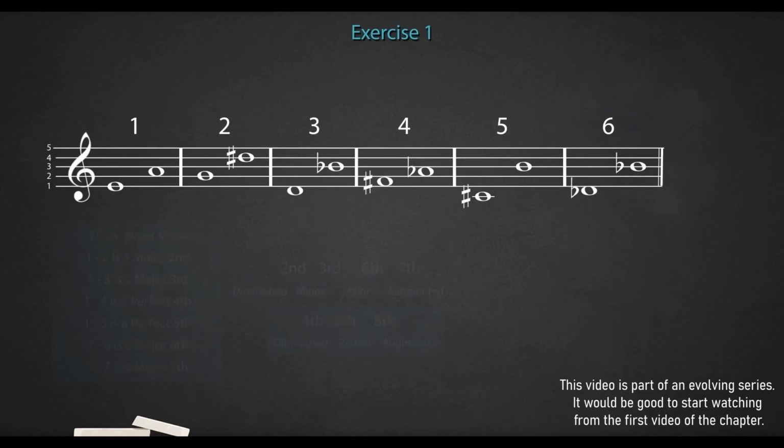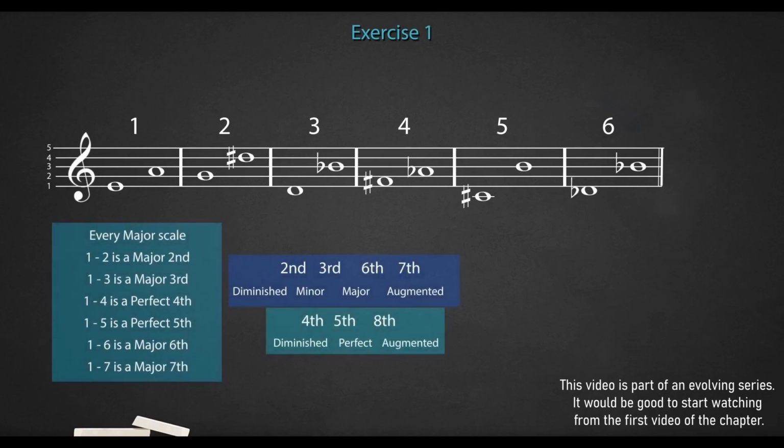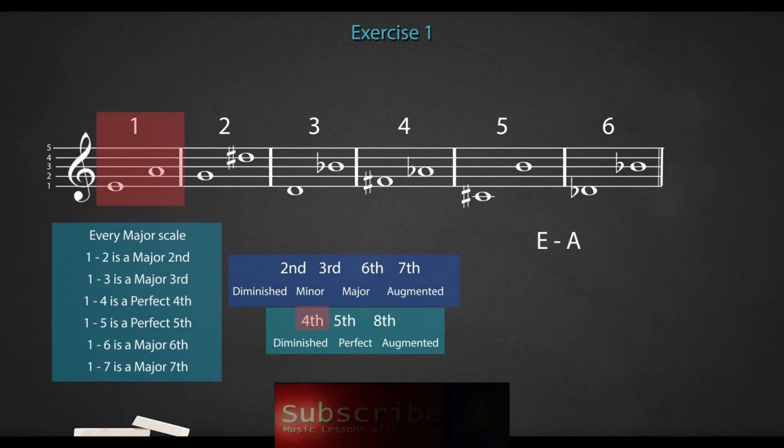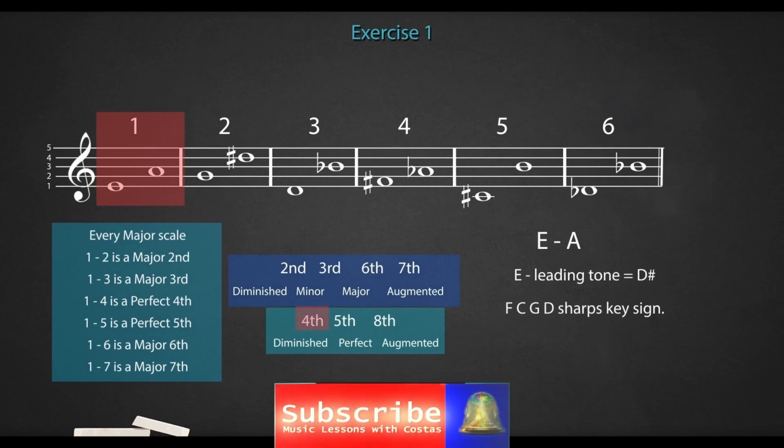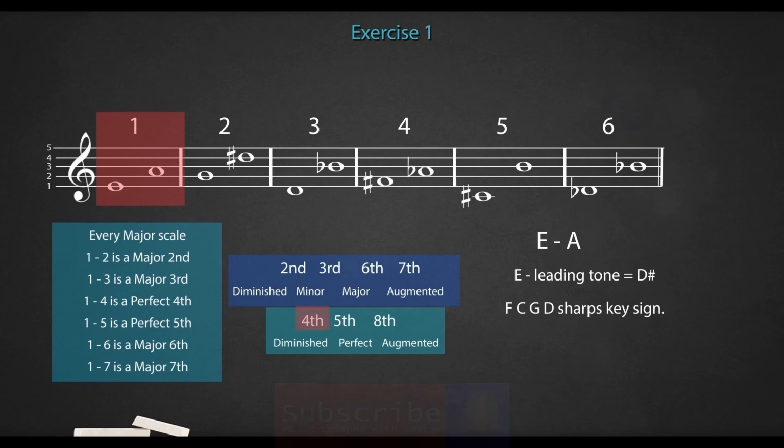Let's see the answers. I'll give you a few different ways to find the intervals. E A, it's a fourth, E, F, G, A. Now, we must find what kind of fourth it is. E and A are the first and fourth notes of E major scale. As we have said, major scales consist of major and perfect intervals, fourth and fifth. So, this is a perfect fourth.